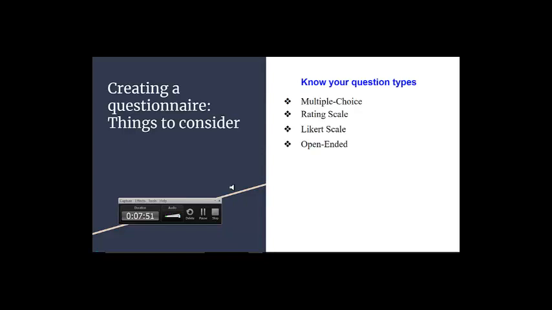We also have rating scales. We have a scale that is commonly used in social science research. It's called a Likert scale. And then we have open-ended questions where respondents have the flexibility to write out their feeling about a specific question that was asked, or about a phenomenon or an event that is being investigated.